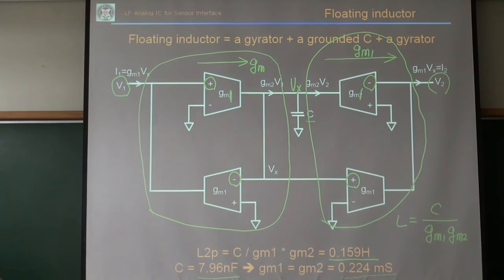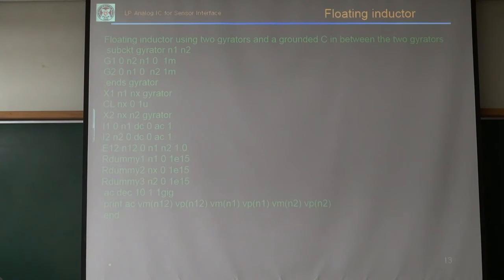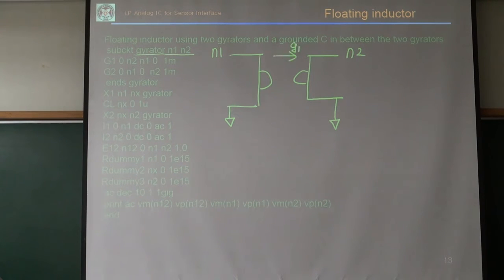Okay, this is that netlist. So I have a gyrator N1 and N2. This gyrator is just this one. This is a one-sided grounded gyrator. So this is N1 and N2, and my GM goes from N1 to N2.